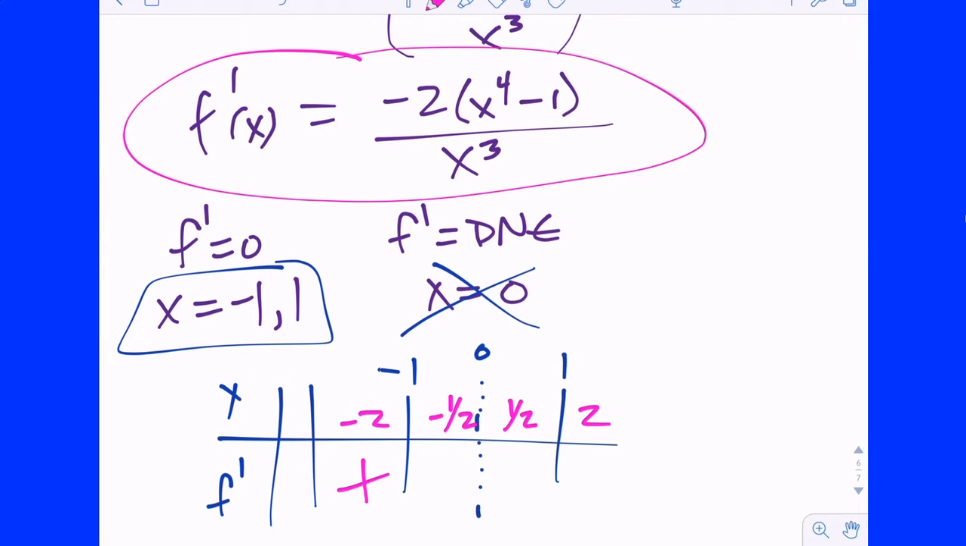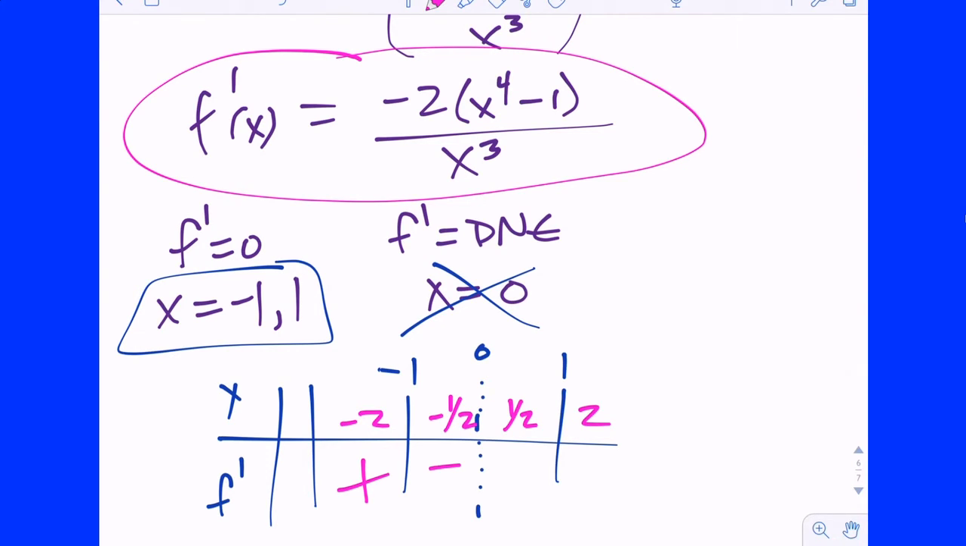Careful. Negative 1/2 to the 4th is positive 1/16. And 1/16 minus 1 is negative. And a negative times a negative is a positive. So we get a positive in the top, a negative in the bottom. Positive over negative is negative. So you've got to keep track of signs, but you don't have to keep track of values.